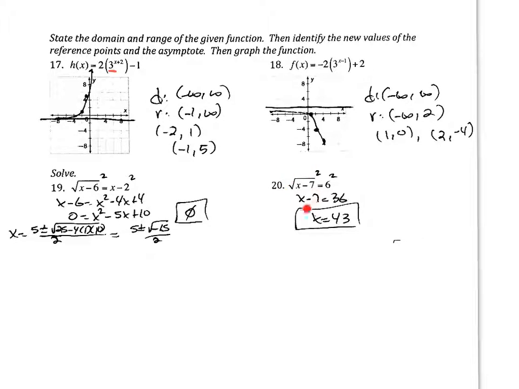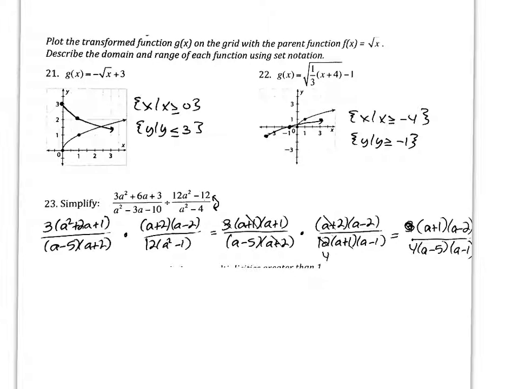If you square the left-hand side, you get x - 7. If you square the 6, you get 36. Just move the 7 over. Don't forget, it could be extraneous. So check it. Plug the 43 back in. It works. 21, 22. We had some of these last week also.